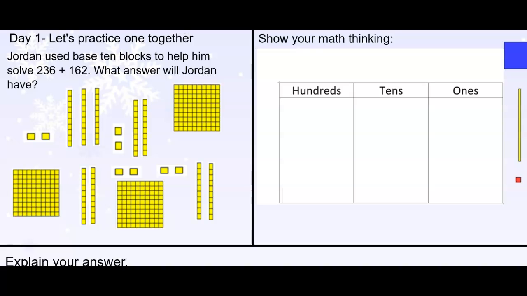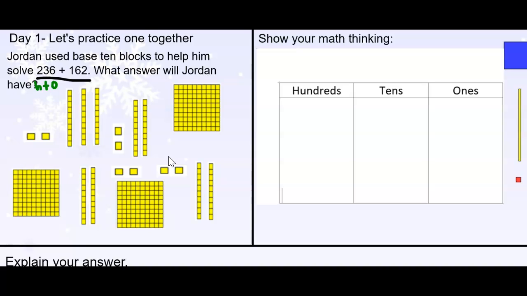Jordan's first number is 236. Can you help me make 236? Well, the first step is to identify place value. 6 is in the ones place. 3 is in the tens place. 2 is in the hundreds place. Now we know where to put our base 10 blocks.